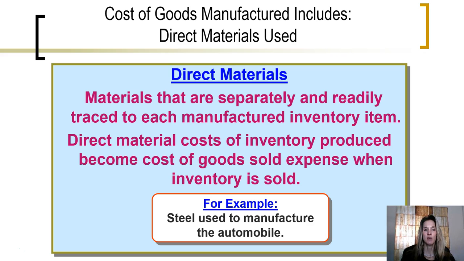Direct materials are the materials that are separately and readily traced to each manufactured inventory item. The direct material costs of the inventory produced become cost of goods sold expense only when the inventory is sold. For example, the cost of steel purchased to be used to manufacture the automobile. We can directly trace the amount of steel that goes into each automobile. That automobile steel cost is not recorded as an expense until the automobile is sold.